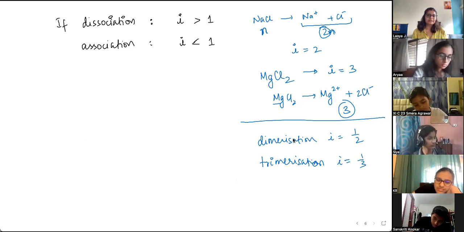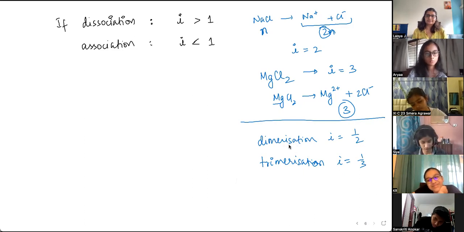So that is another way to figure out the value of the van't Hoff factor. How much more of this chapter? This is the last part.